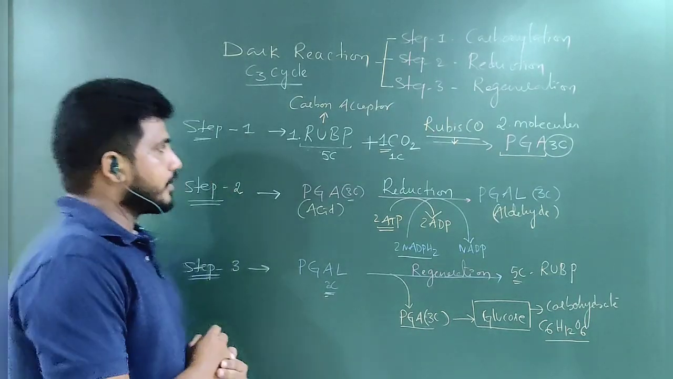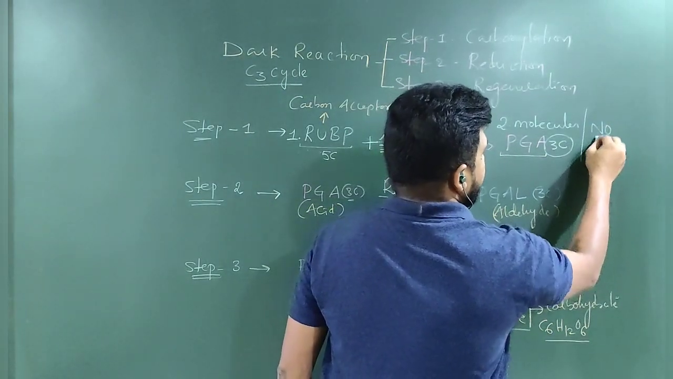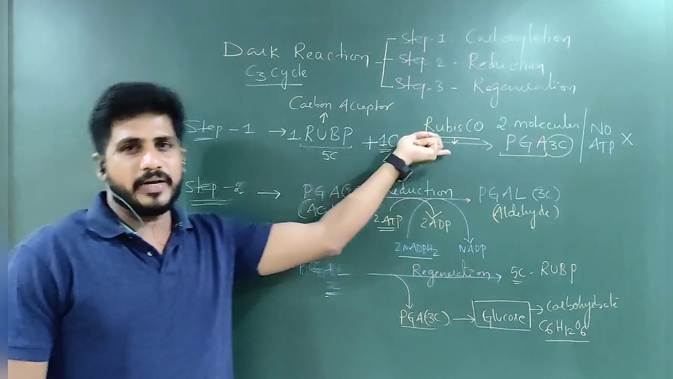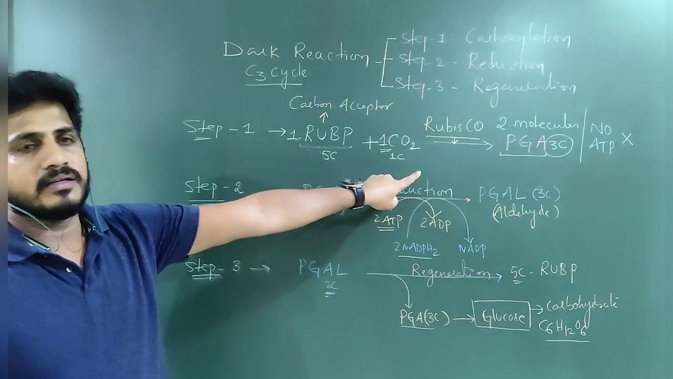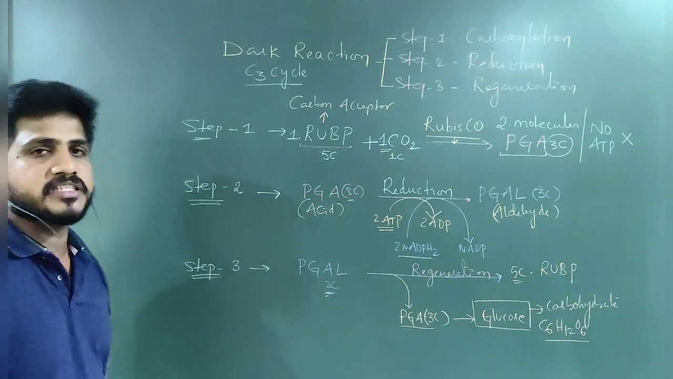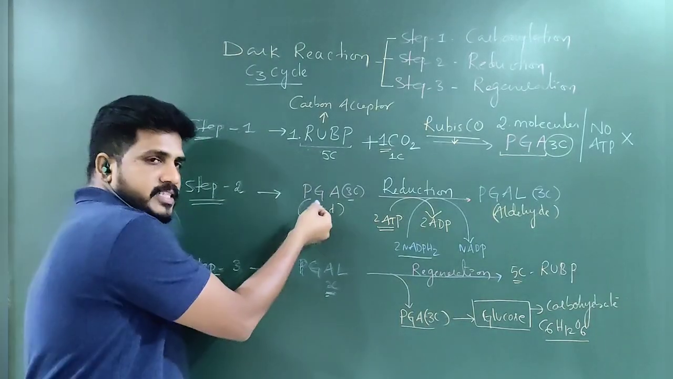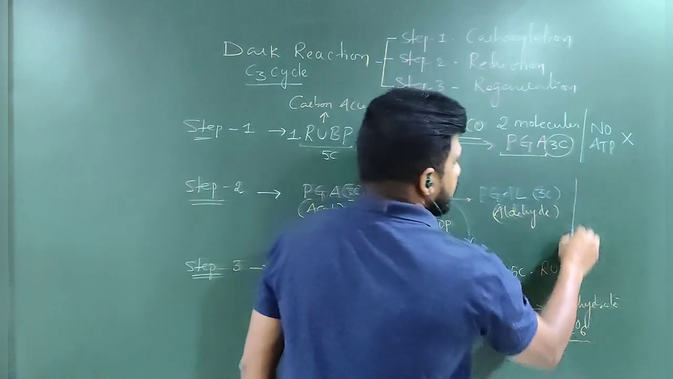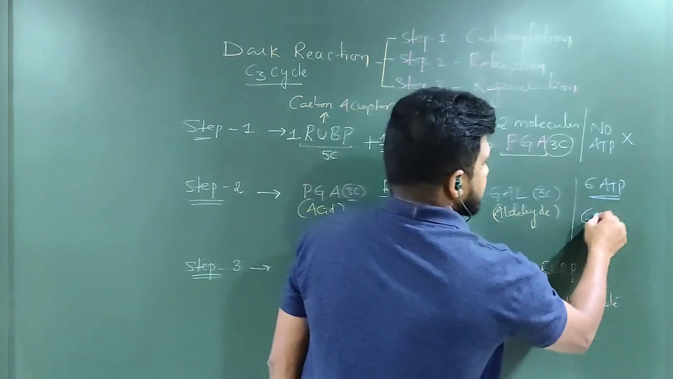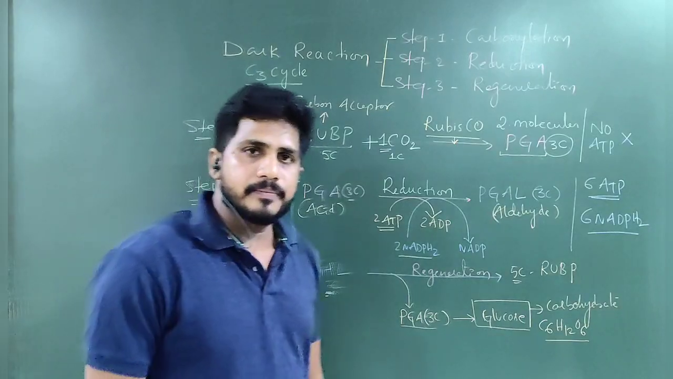Now we are connecting. In carboxylation, no ATP is used. Isn't it? There was no ATP, just one enzyme, Rubisco. Carbon has been accepted by RUBP. In the second step, PGA becomes PGAL, that is the reduction step. How many ATPs are required? Simply for the glucose molecule, we take these 6 PGA, then 6 ATPs are required, and 6 NADPH2s are required. My question: where are they coming from?